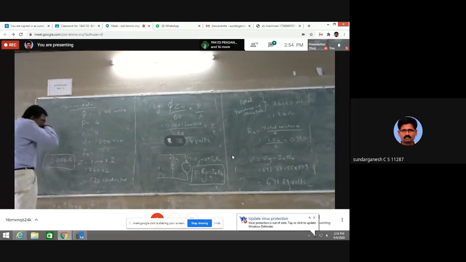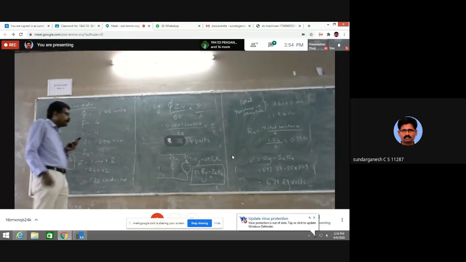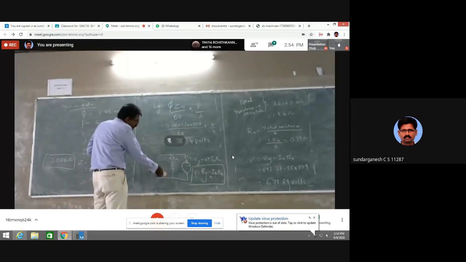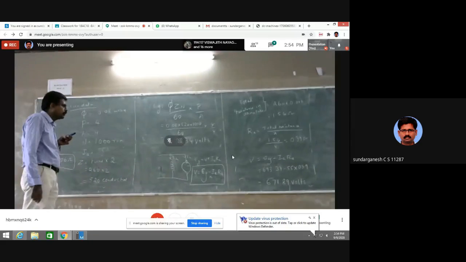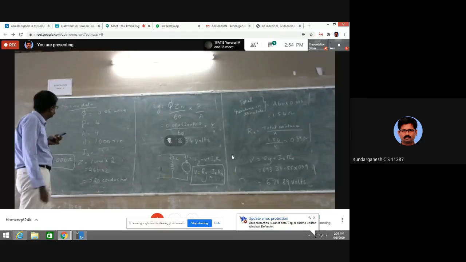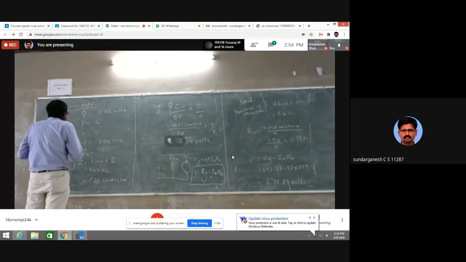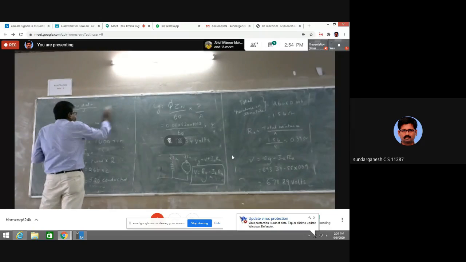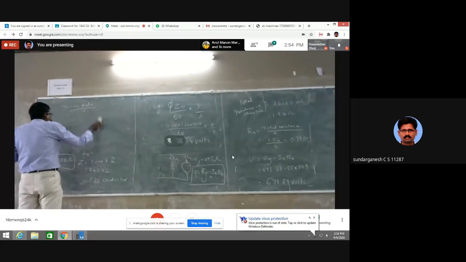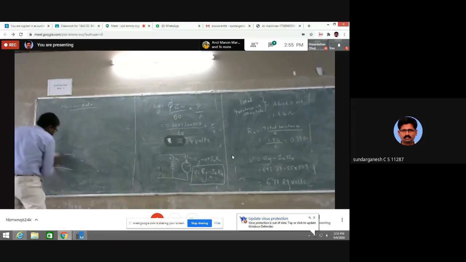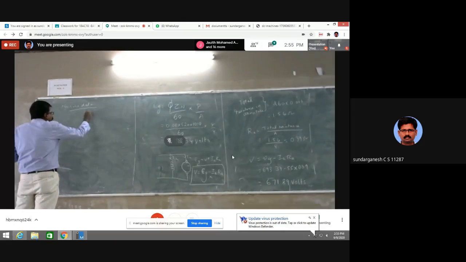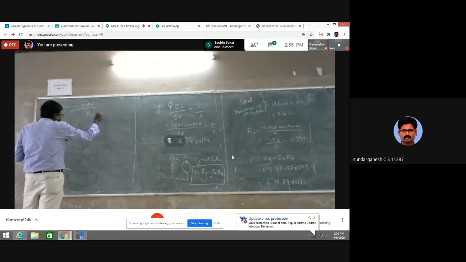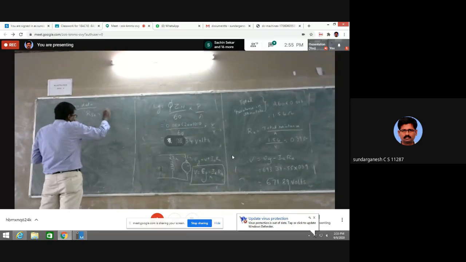So in a series generator, I don't worry about the shunt field because it is only parallel. If it is a series generator, the terminal voltage will depend upon the series field also. So you should know the value of RSE, the series field resistance, which should be in the range of 3 to 5 ohms. I am taking 3 ohms.